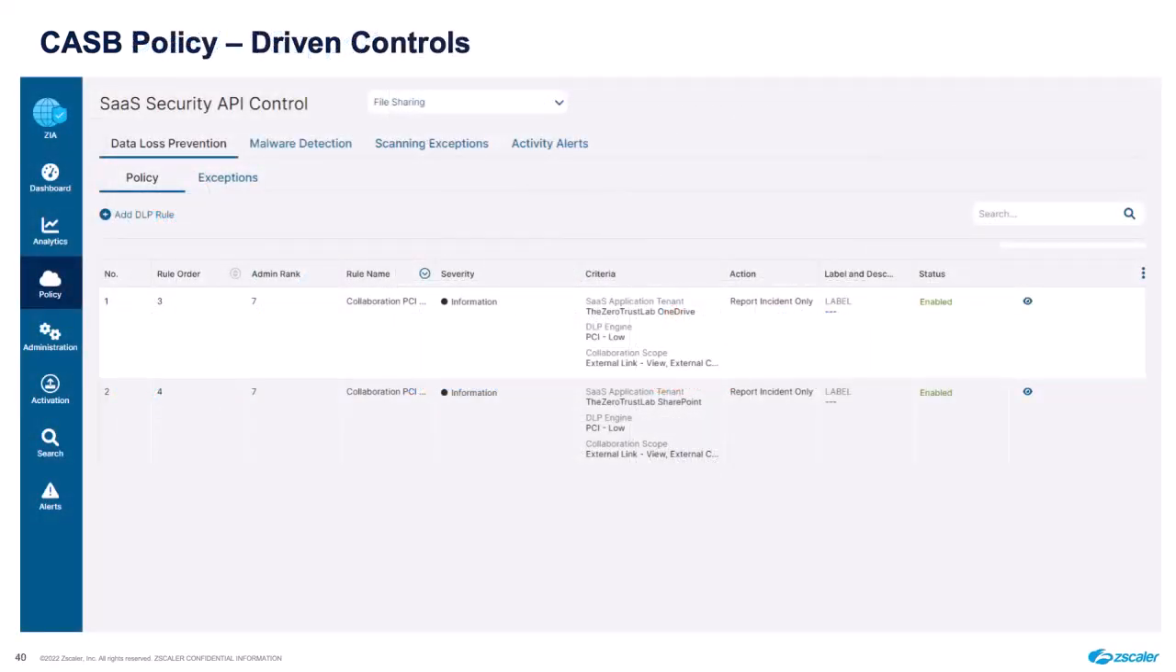So when you think about out-of-band CASB, out-of-band data protection, there are primarily two big ticket items. One is how do you prevent data loss? The second topic is how do you deal with known and unknown threats?